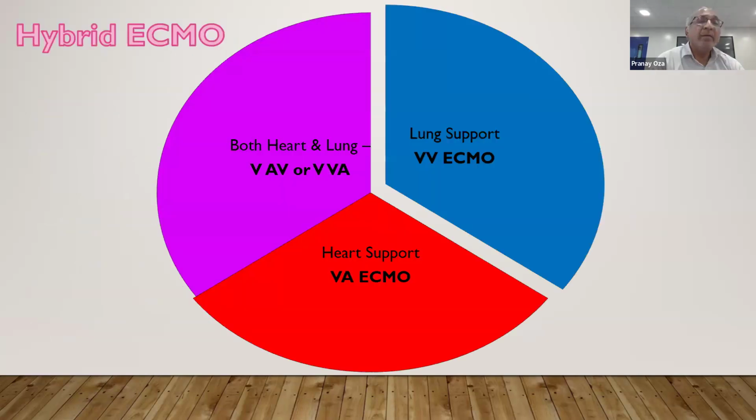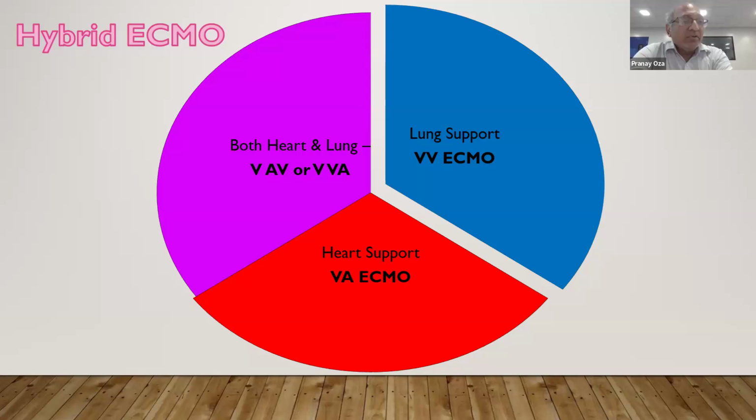Then Dr. Rakesh talked about hybrid ECMO: when to consider VA ECMO, when to consider VV ECMO, and when to consider a patient for VAV or VVA. The answer is you have to ask yourself which organs you want to support. Suppose you want to support just the heart, think about VA ECMO. If you want to support the lung, think about VV ECMO. And if you want to support both heart as well as lung, then think about VAV ECMO.